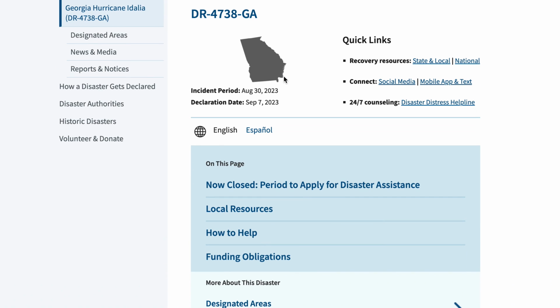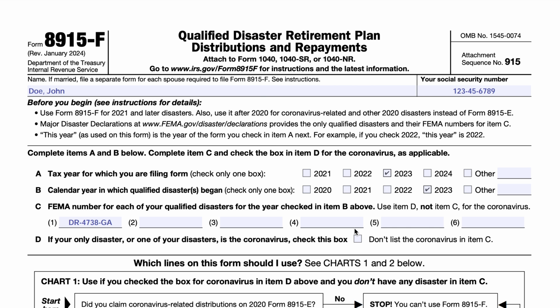This is the FEMA website. You can go to it. We're kind of walking through this, but the incident period, so this hurricane happened August 30th, 2023. The designation was September 7th, 2023. In this case, because this was after 2021, the qualified distribution date is 179 days after the later of either the incident or the declaration date. Now, you could still use this if you're repaying coronavirus related expenses. This is where things start to get a little bit intimidating.